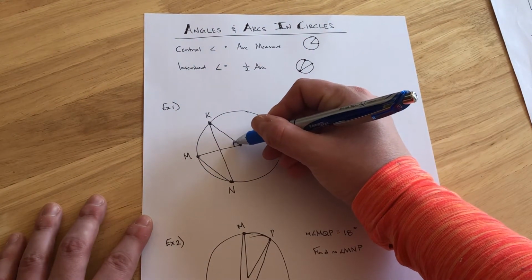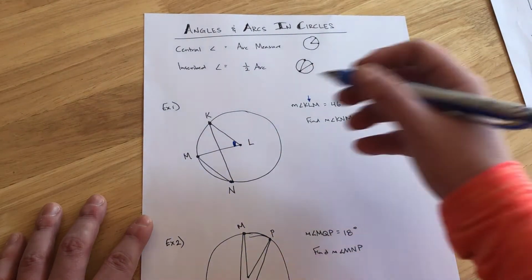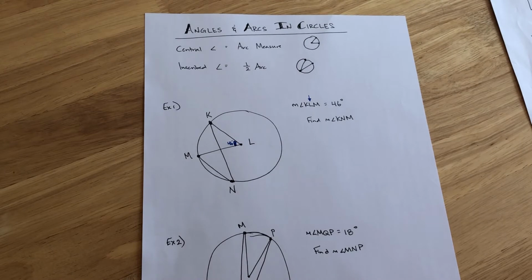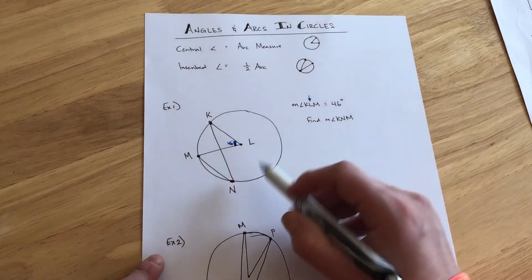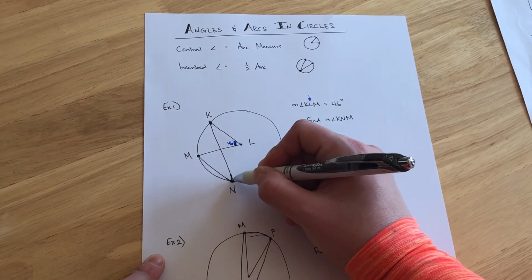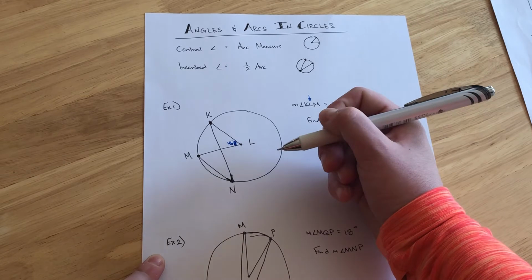So this angle at L is 46 degrees. That's what they're telling us. Our job is to find the measure of angle KNM. So at point N, there is an angle here. That's the angle they're asking us to find.